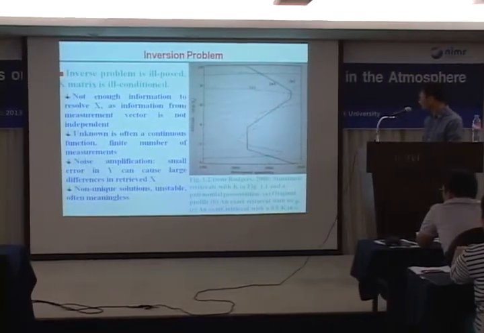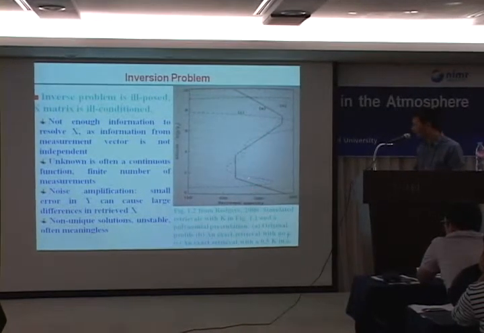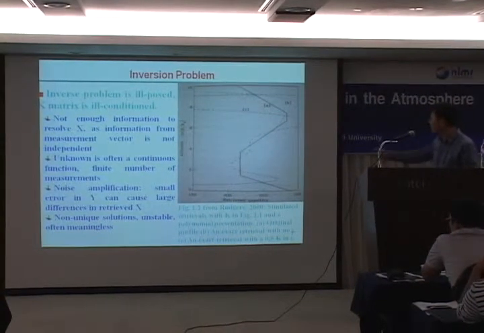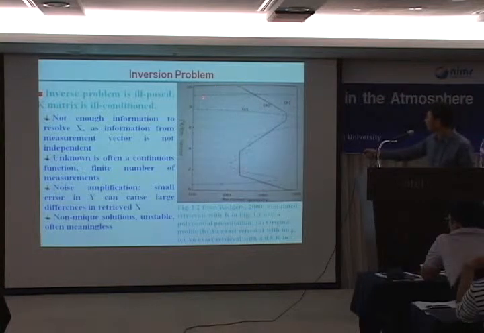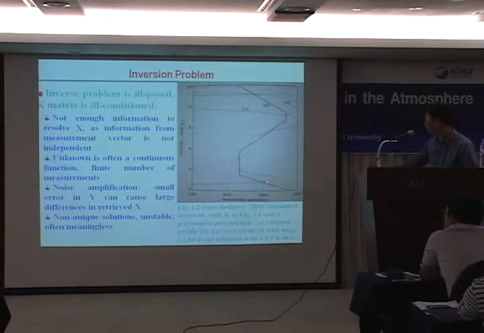This is another figure from Rodgers' book. I think the quality is poor because I took it with the iPhone. So just look at this example. The solid line is the original profile, and B, the dotted line, is the exact retrieval. Assume there's no noise. We have perfect measurements, and you can see it agrees with the original profile quite well, but you can see there's a very large difference.